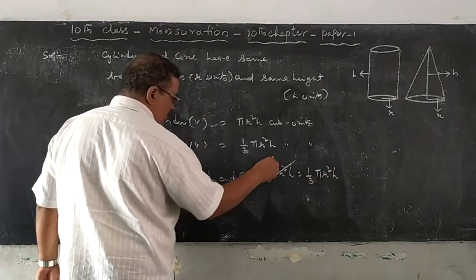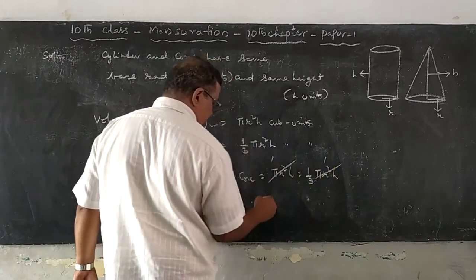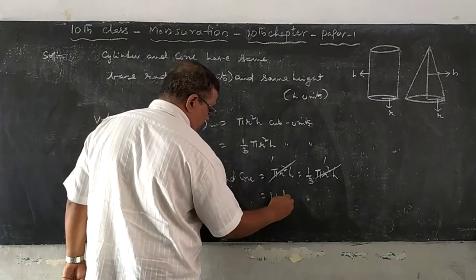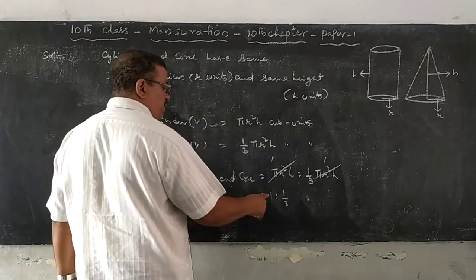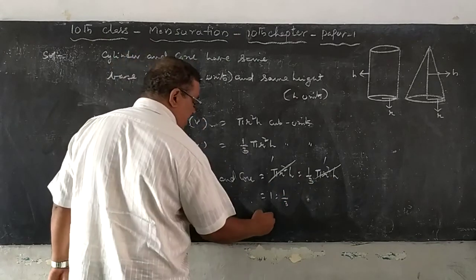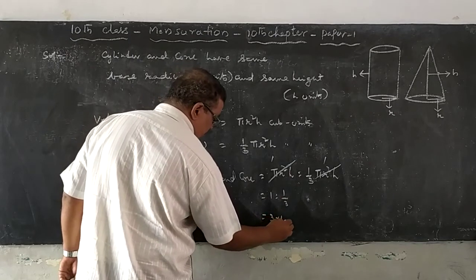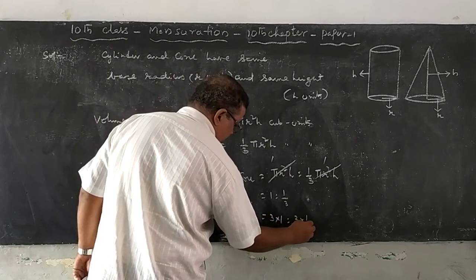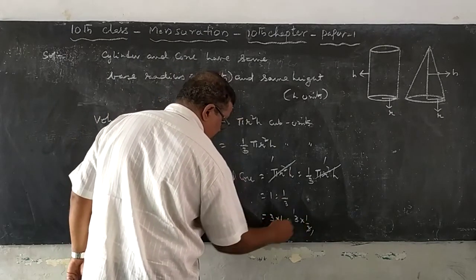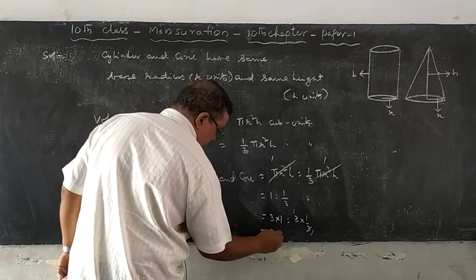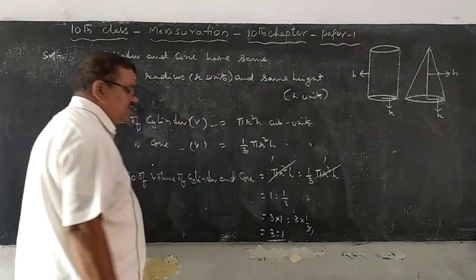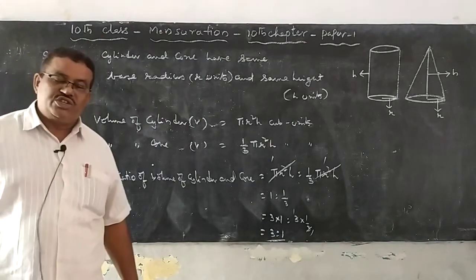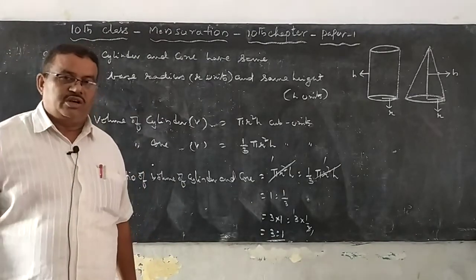Pi r square h once, pi r square h once. 1 is to 1 by 3. Multiply the ratio by 3 on both sides. 3 into 1 is to 3 into 1 by 3. The 3 ones cancel. 3 into 1 is 3, so 3 is to 1. This is the ratio between the volume of cylinder and volume of cone, children.